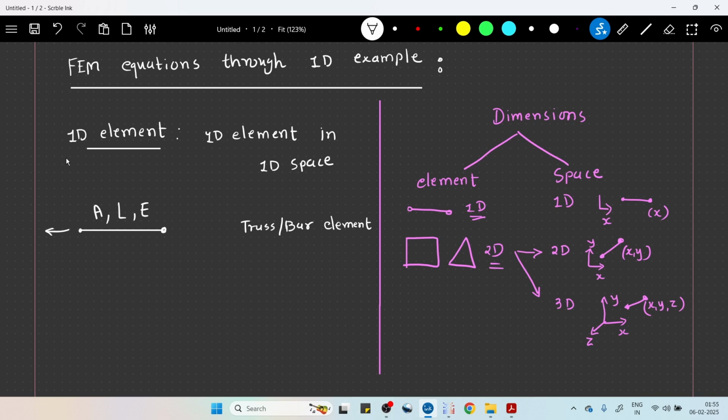We will apply some force F here. We want to find the displacement. That is our problem definition: we want to find the relationship between force and displacement.